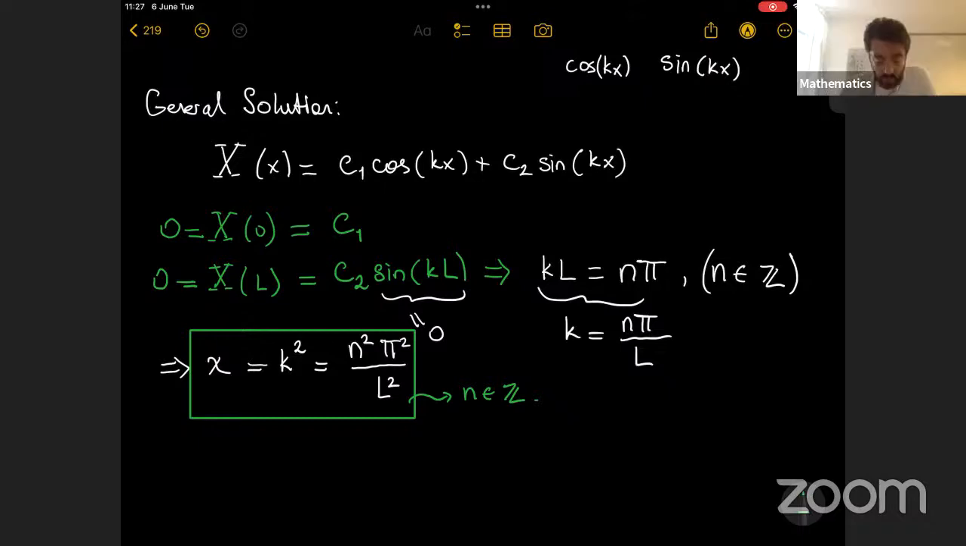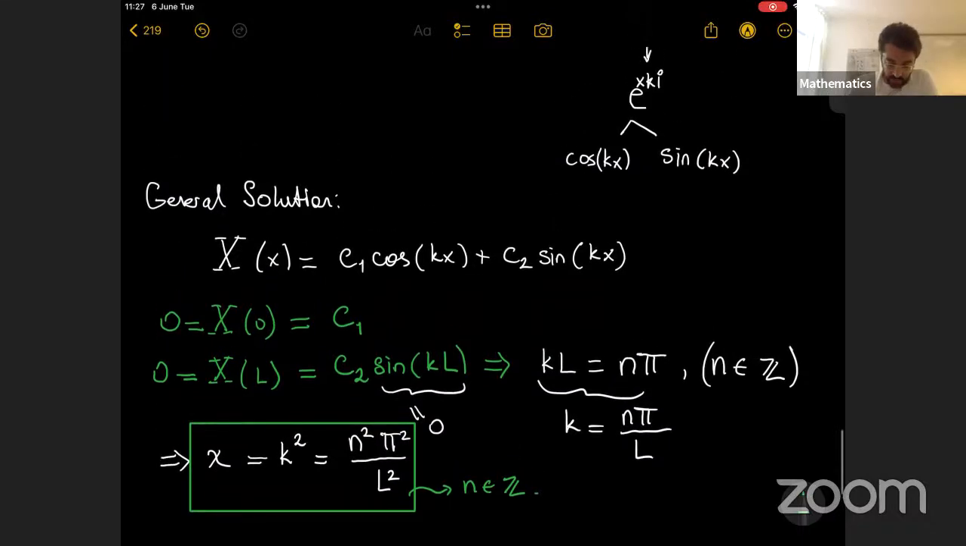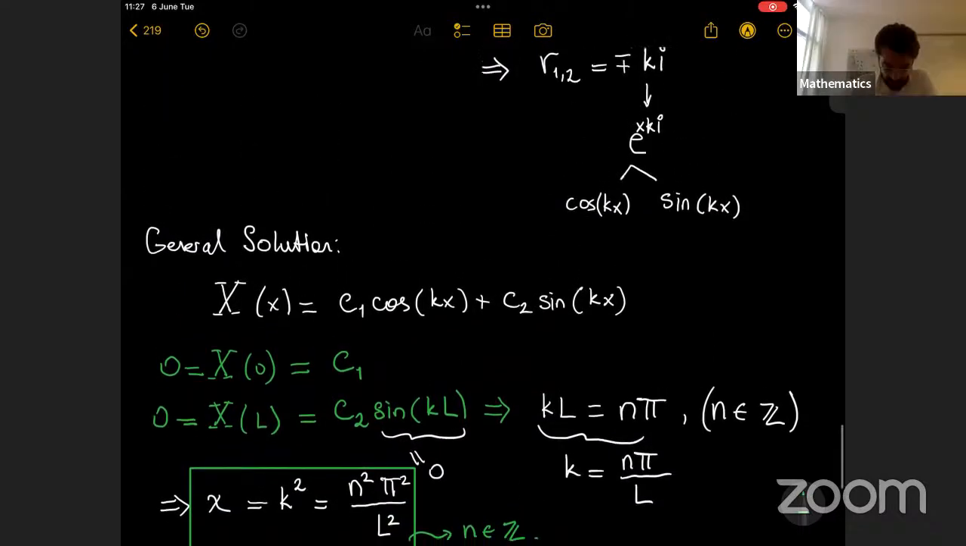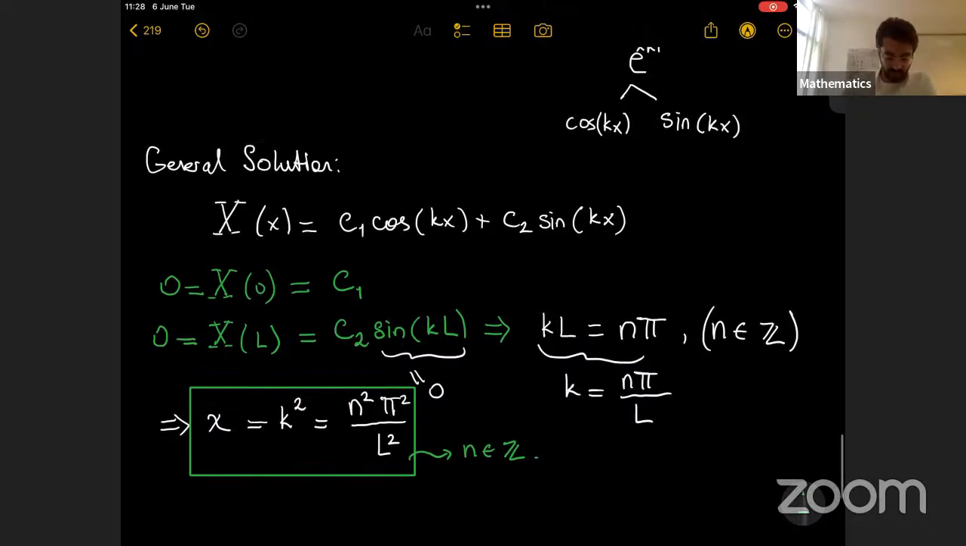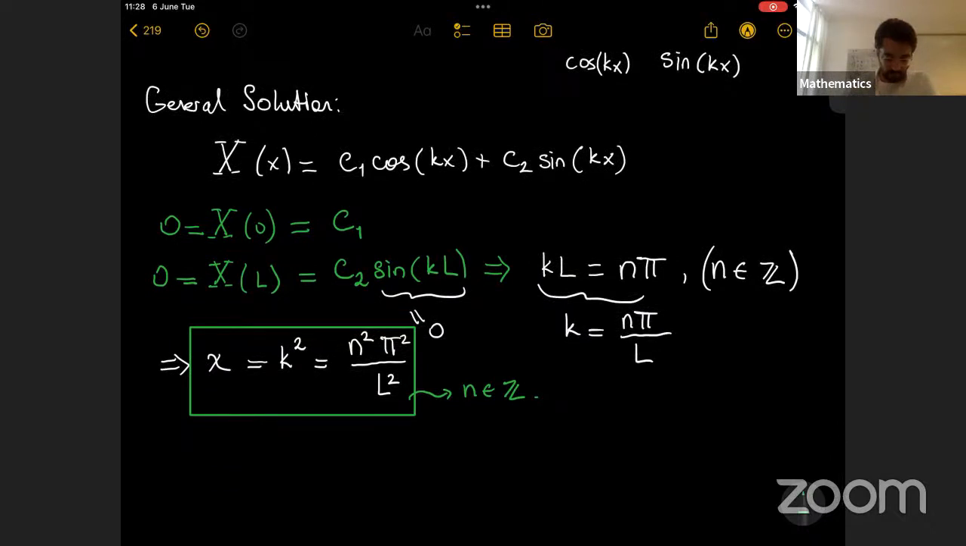Okay, there's one question: why is C2 here not equal to 0? If C2 is also 0, with C1 being 0, we get a trivial solution again. But we don't want a trivial solution, okay? Trivial solution means the solution will be 0. So we look at non-trivial solutions, and non-trivial solutions will show up when lambda is equal to this. All right, good.